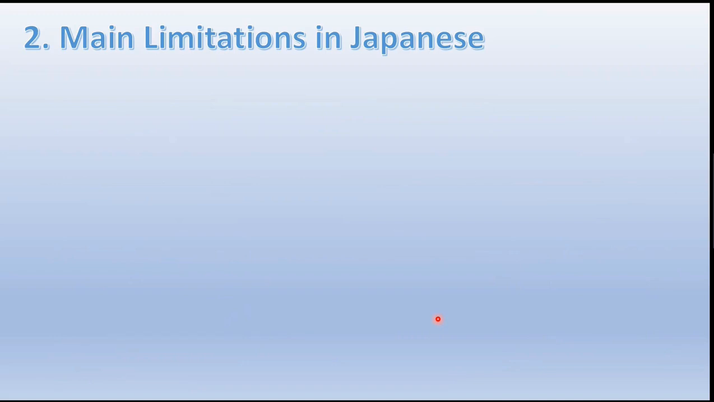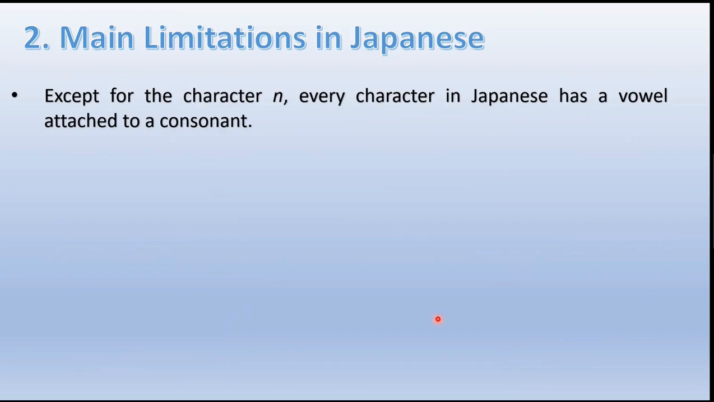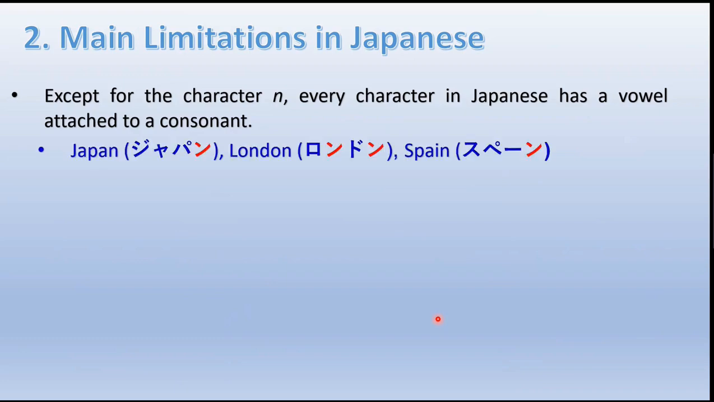The next rule that needs to be kept in mind is about the limitations that we have in Japanese. In Japanese, except for the character N, every character has a vowel attached to a consonant. This means we cannot write a Japanese sound without adding a vowel sound to the consonant. That means consonants are not independent in Japanese.